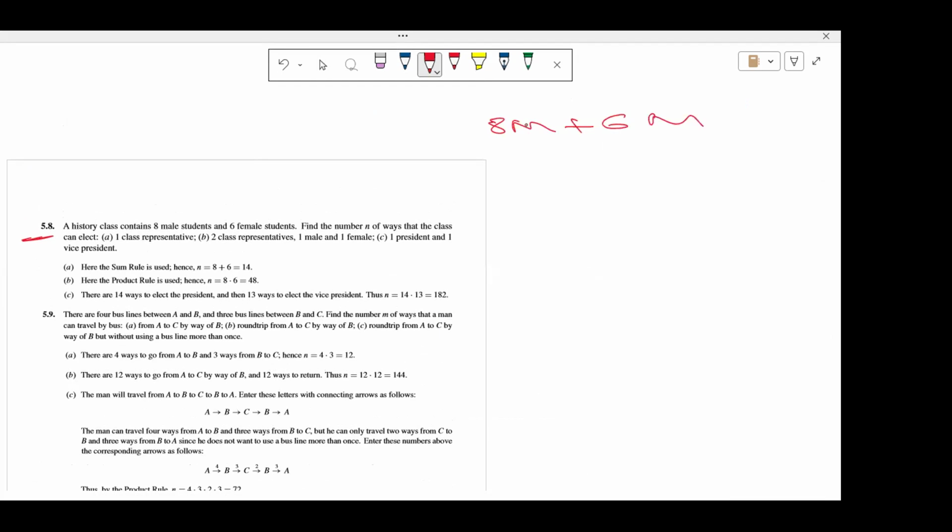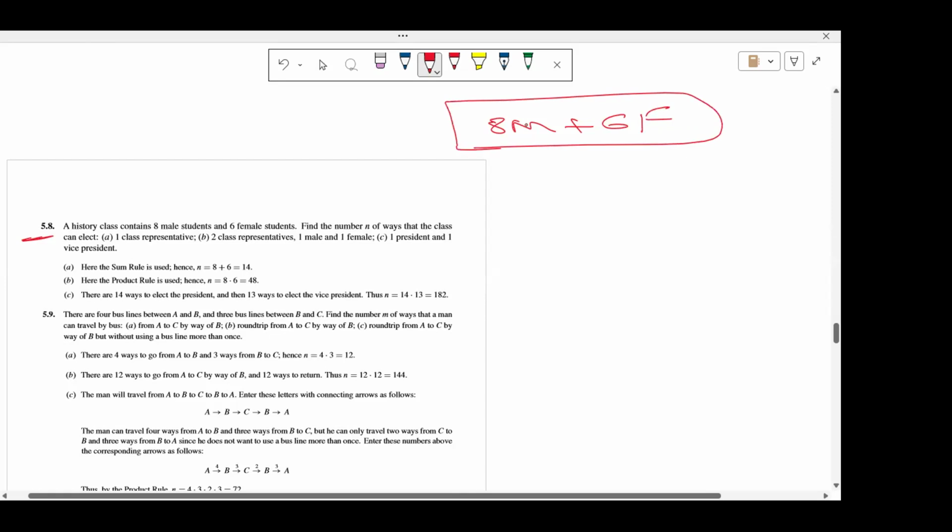So the first question, we need to select one representative, either male or female. There is no condition, male or female. We consider all this population together, all the 8 plus 6 together, as one pool of students. From this pool, we need to select one representative.